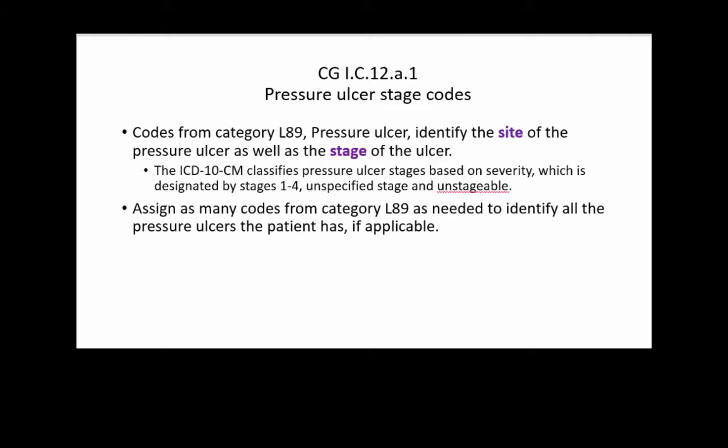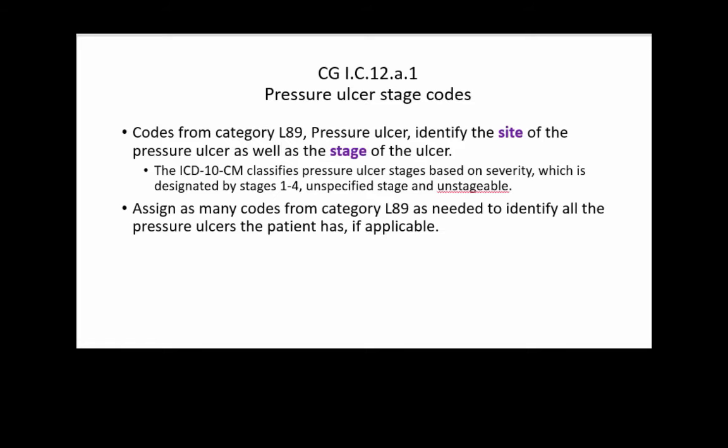First guideline, just some general information before we get to an example. Category L89 is for pressure ulcers, and it identifies both the site of the ulcer as well as the stage of the ulcer. So you're going to see them as subterms for the various stages as well as where they are. And we'll be talking a little bit about the difference between an unspecified stage and an unstageable ulcer. They are two different things.